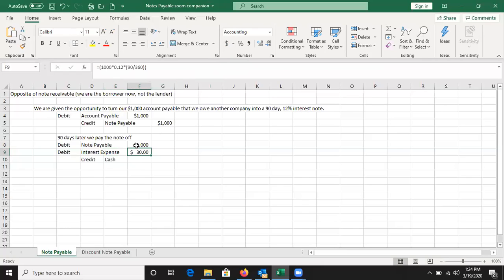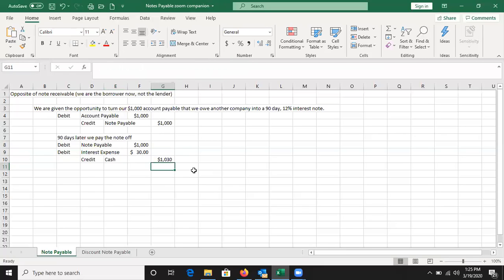So we reduce the note. We got to get rid of the liability. We're recognizing $30 of interest expense. Our cash, you could say the credits have to equal the debit, so it has to be $1,030. Or you could say we are supposed to pay back the full balance of the liability, the note, $1,000, but we also have to pay back the $30 in interest. So we have to pay out cash of $1,030.